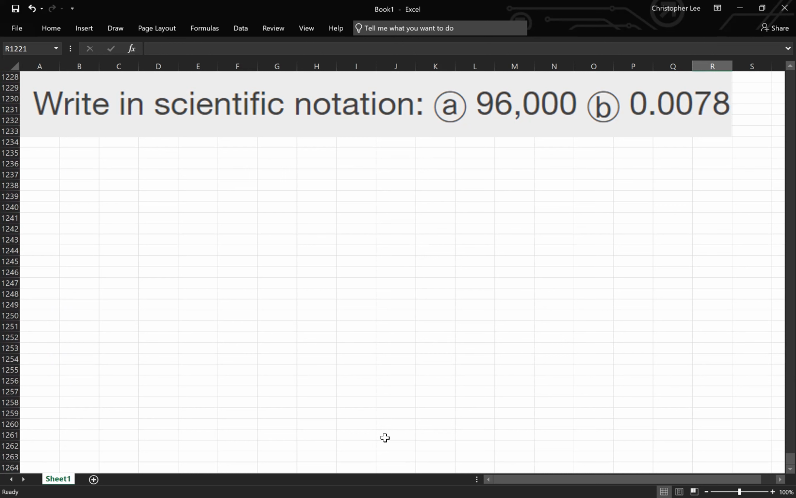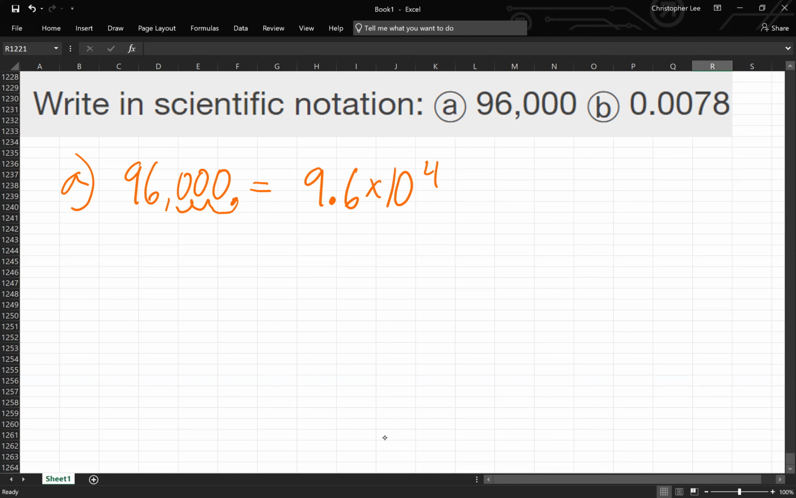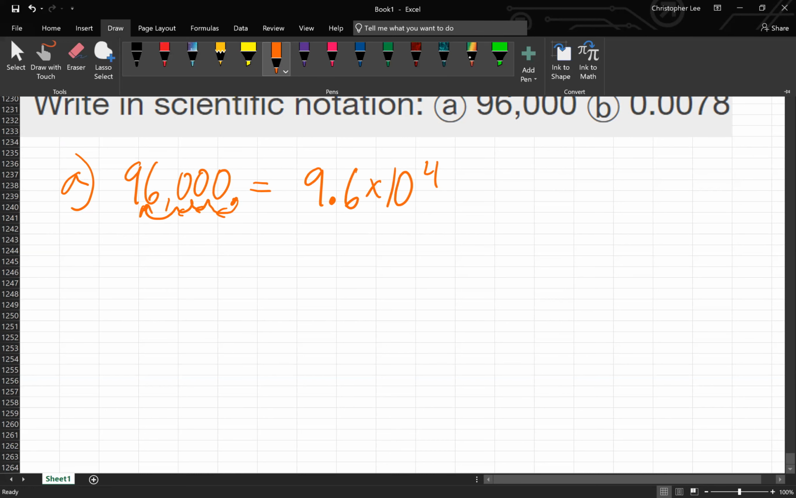All right, let's try this out. So I got 96,000. What's my answer gonna be? So I heard 9.6 times 10 to the what power? Perfect. How do we do that? Decimal point right here. Move that 4 spaces. 1, 2, 3, 4. Right there. There you go.